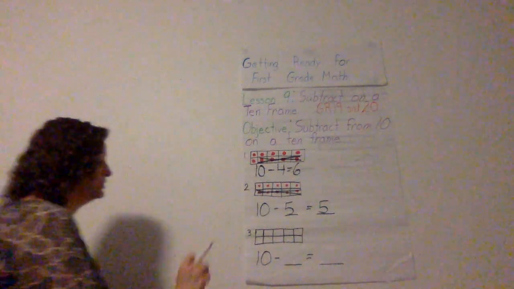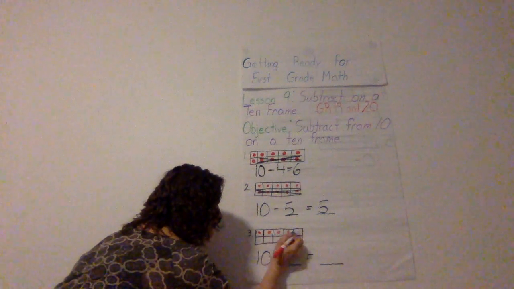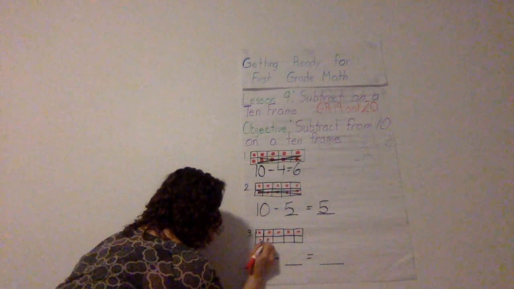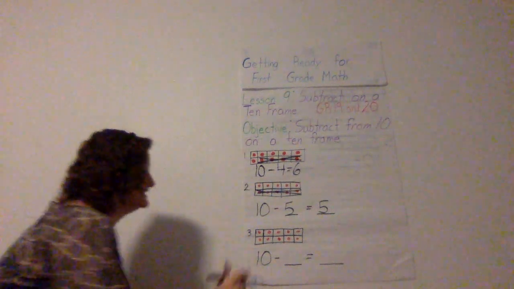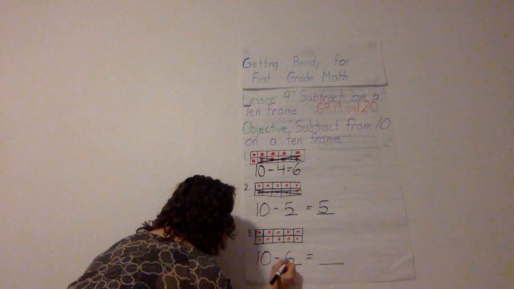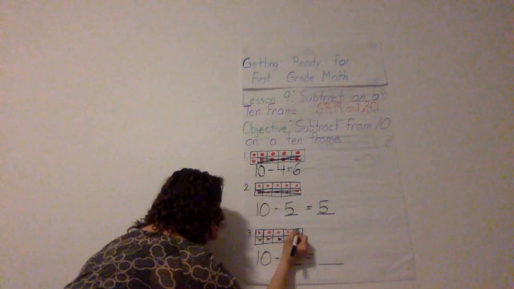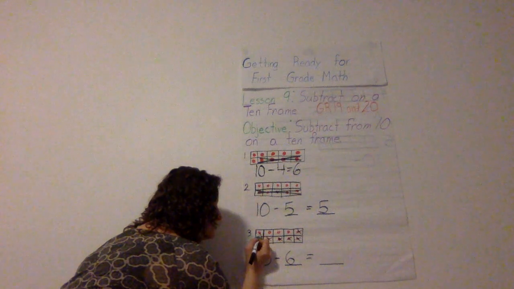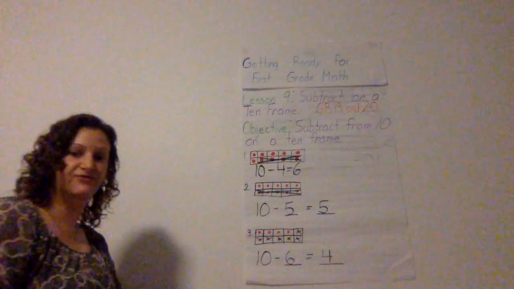Here's another example. Again, I'm going to start with 10. This time, I think I'm going to take away 6. So I'm going to write the number 6 here. And I'm going to cross off 6. You can either cross them off individually or in a group. And I'm left with 1, 2, 3, 4 circles on my 10 frame.